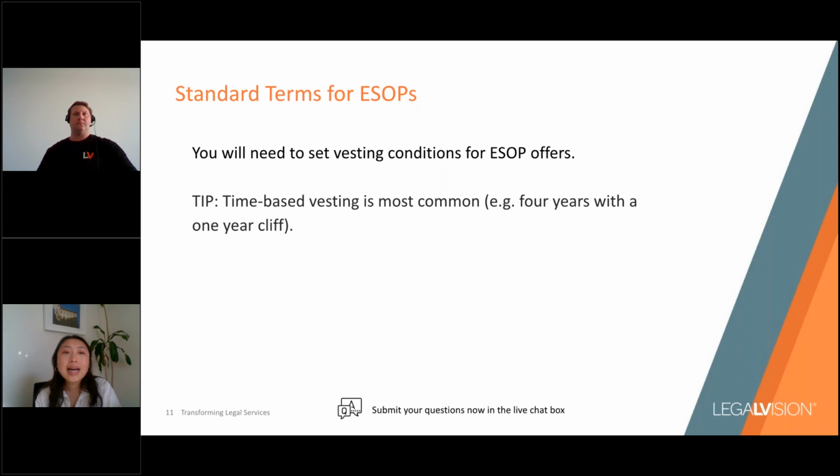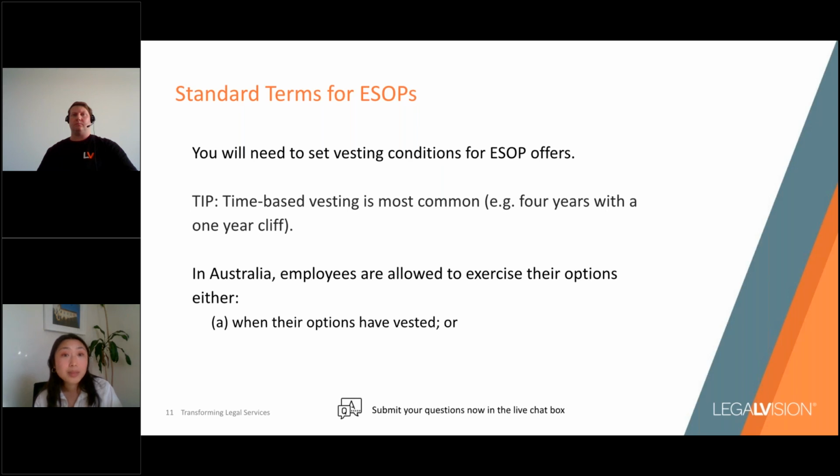For example, probably the most market standard time-based vesting schedule would be 4-year, monthly or quarterly vesting, which includes a 1-year cliff. The other key term that we discuss quite a bit with our clients as well is when the employees are actually able to exercise their options into shares. And so in Australia, the two most common times when employees would be able to exercise their options is either when their options have vested, or sometimes companies prefer to restrict the exercise until an exit event.